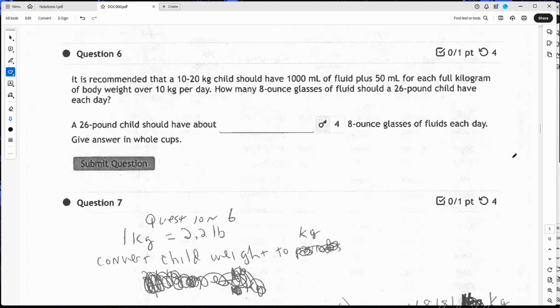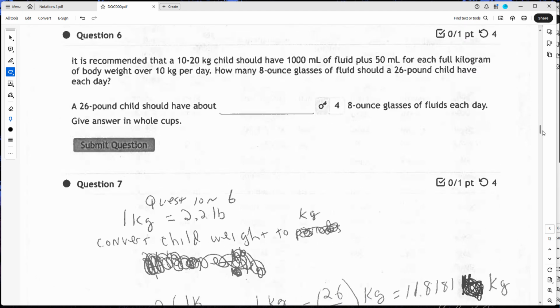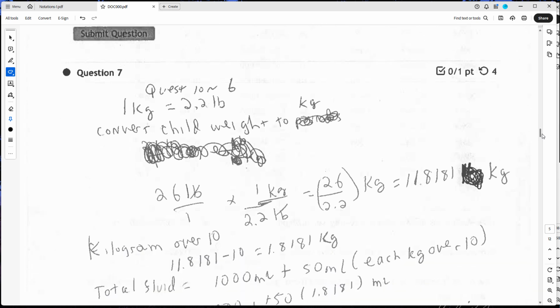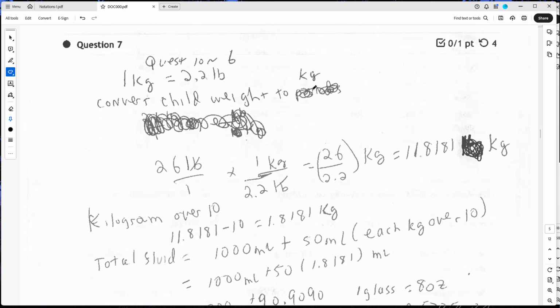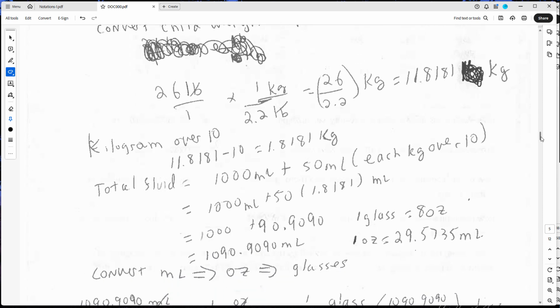So the child's weight is given to us in pounds. All the doses are described in kilograms, so we have to convert the pounds into kilograms. So 1 kilogram is 2.2 pounds. So I convert it here, pounds cancel out, and I'm left with kilograms. So I have 26 divided by 2.2, so approximately 11.8181 kilograms. That's the weight of the child in kilograms.